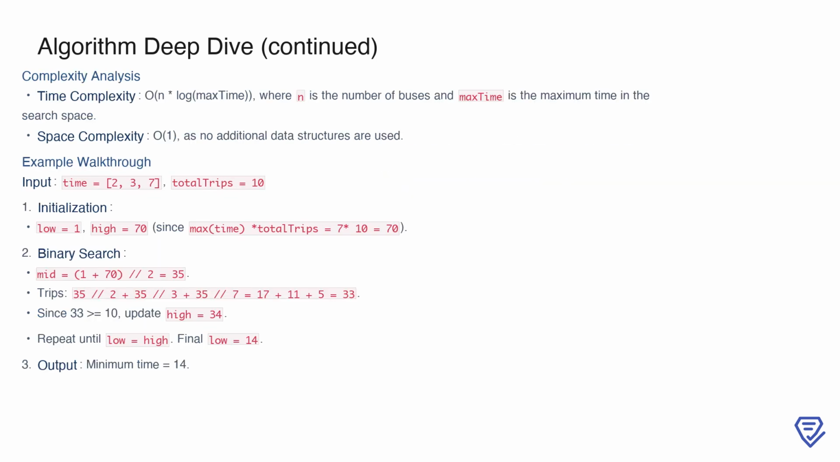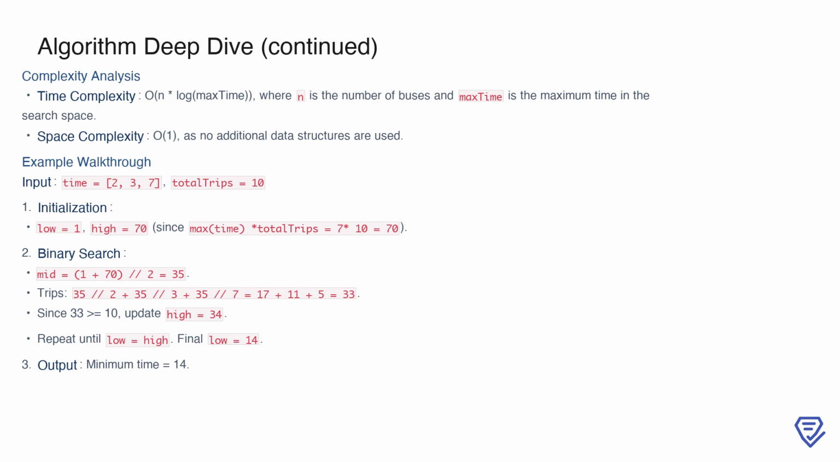When analyzing the complexity of this algorithm, we find that its time complexity is O(n * log(max time)), where n is the number of buses, and max time is the upper limit of the search space. This is because we perform a binary search over the time range, which takes O(log(max time)) iterations, and for each iteration, we calculate the total trips in O(n) time. The space complexity is O(1), as the algorithm uses only a few variables for the binary search and does not require additional data structures.